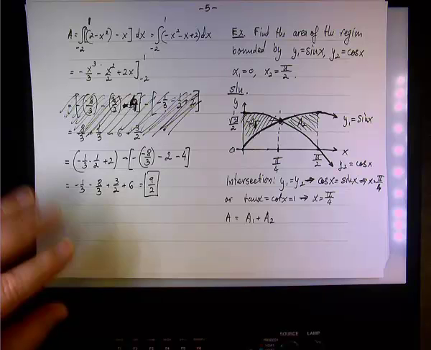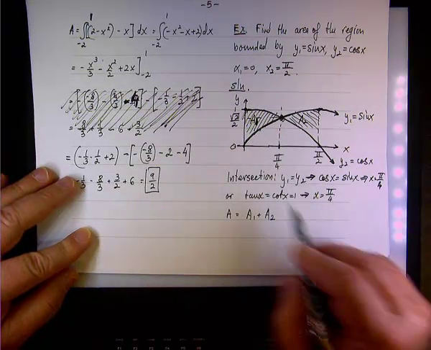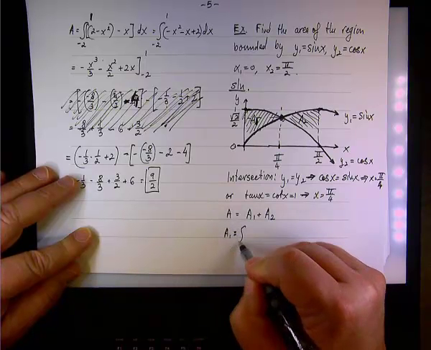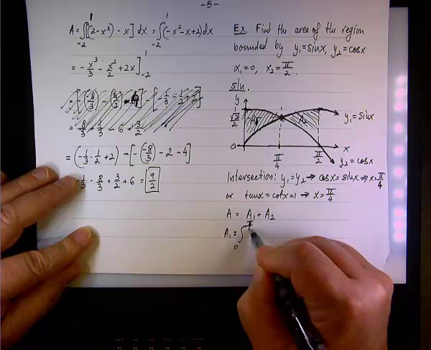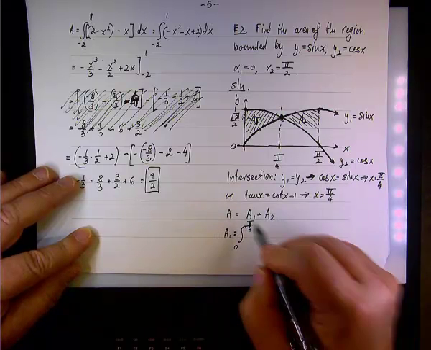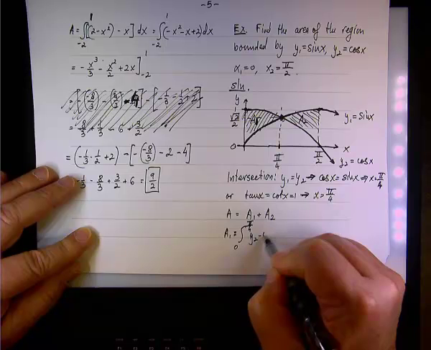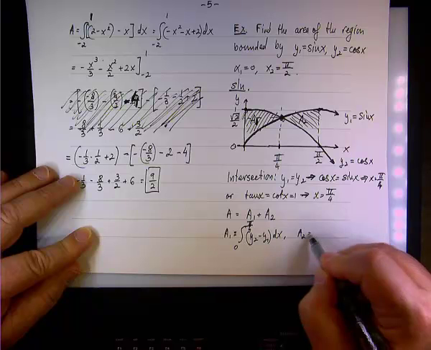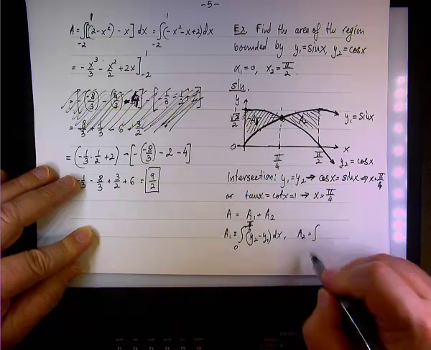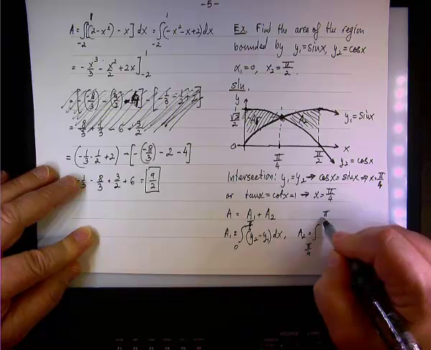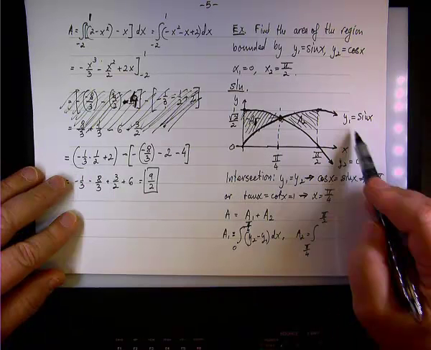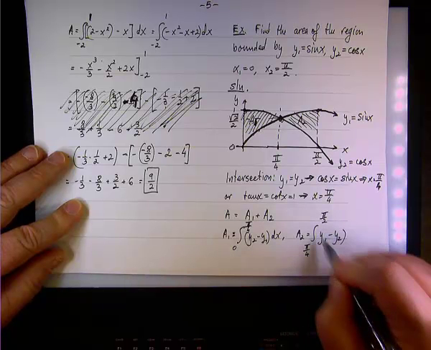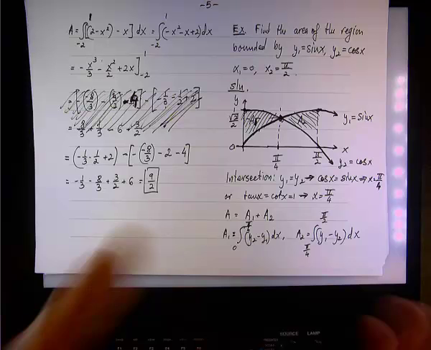And the reason we break it down is, to the left of the intersection, A1, we're going to have the integral from 0 to pi over 4, where y2 is greater than y1. So we'll go y2 minus y1 dx. And A2, we're going to integrate from the intersection of pi over 4 to pi over 2. And in this area, y1 is greater than y2, so we go y1 minus y2 dx. Okay, and that's why we broke it down.